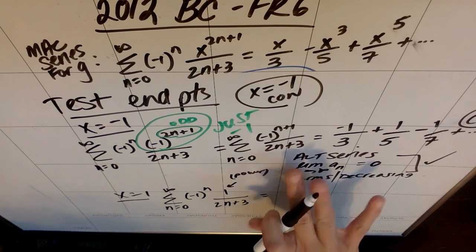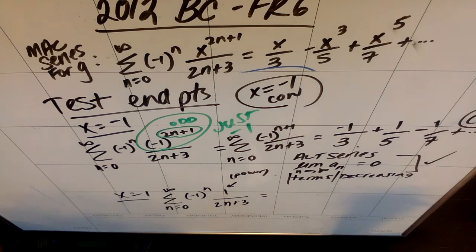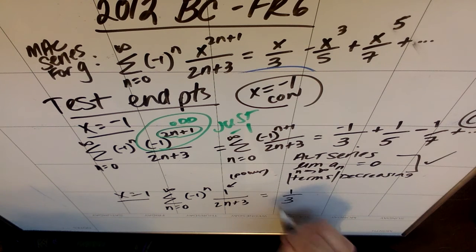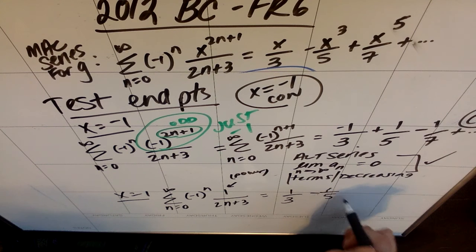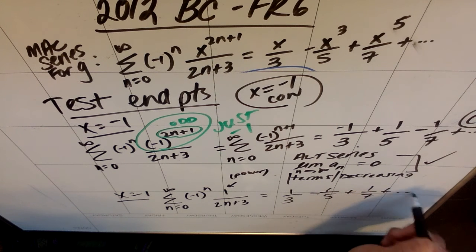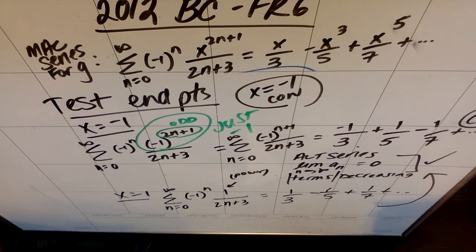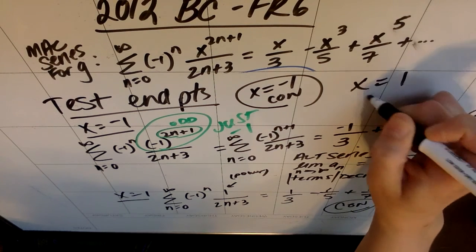And I'm basically going to get this exact same series that I just wrote, except with the opposite signs. The first term will be the 1 over 3, but it'll be a positive instead of a negative. The second term will be the -1/5. The third term will be a positive 1/7, and so on. By the exact same rules that said this one converged, this also converges. So x equals 1 also converges.